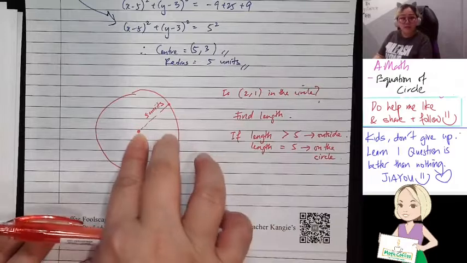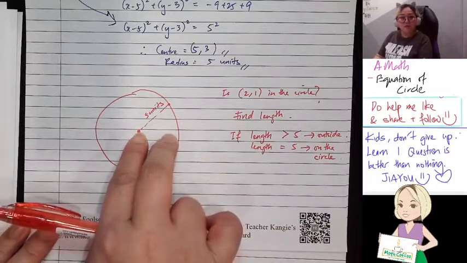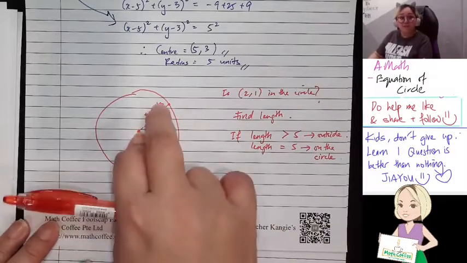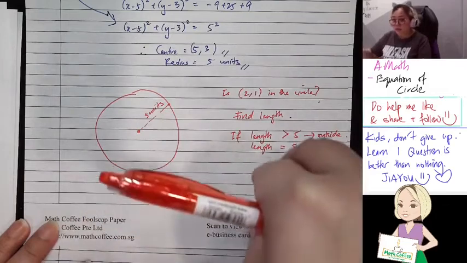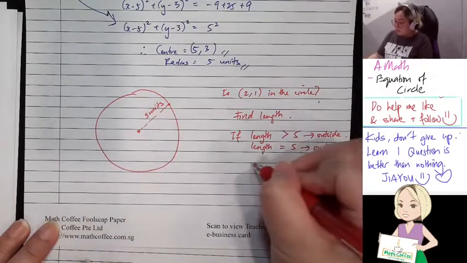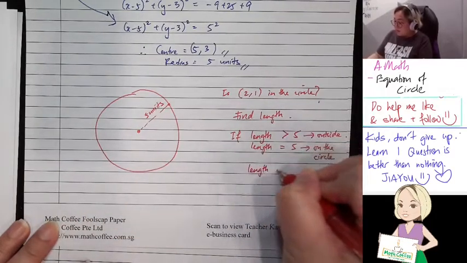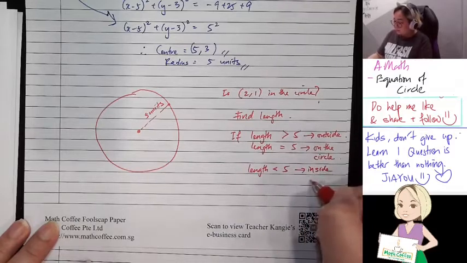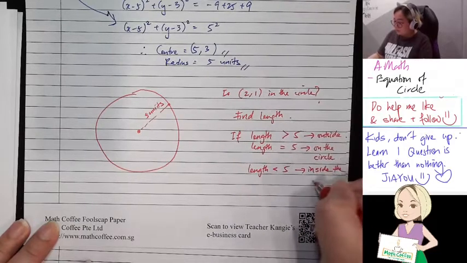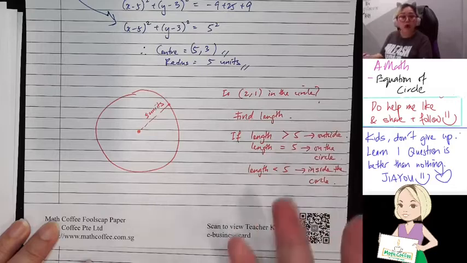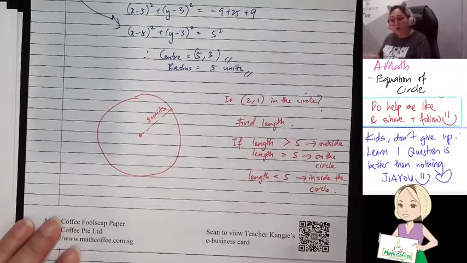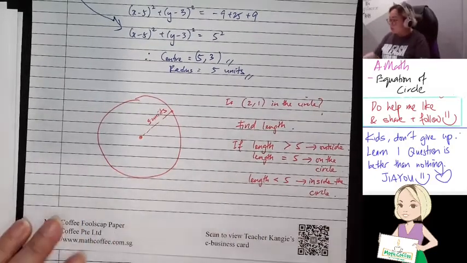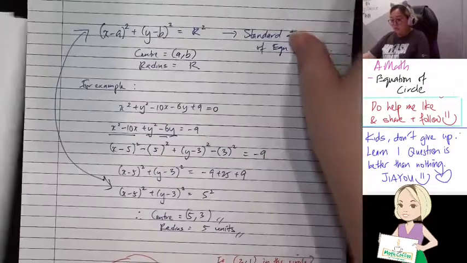Then how about if it's less than? Let's say the point is inside. If I find the length, which is less than 5 units, it means that it's inside the circle. Agree? So if its length is less than 5, it is inside the circle. You need to know how to find out whether it is outside the circle, on the circle, or in the circle.